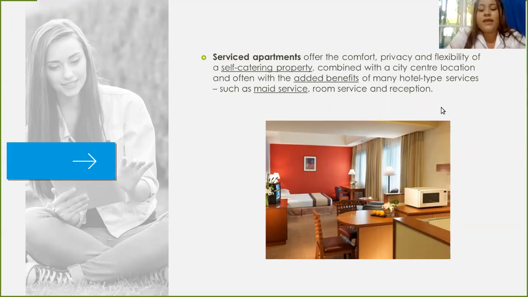In the United States, there are some service apartments that offer that. You will feel at home. They're also fully equipped with everything that you need. But of course, it's so expensive to live there. And this is an example of a service apartment in a company.